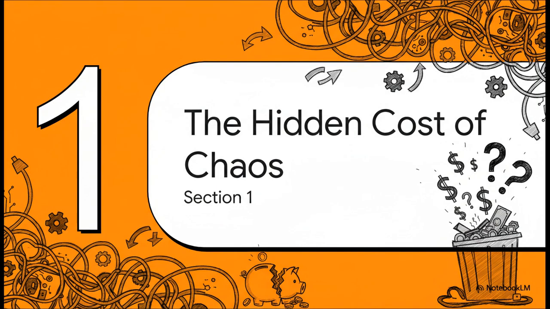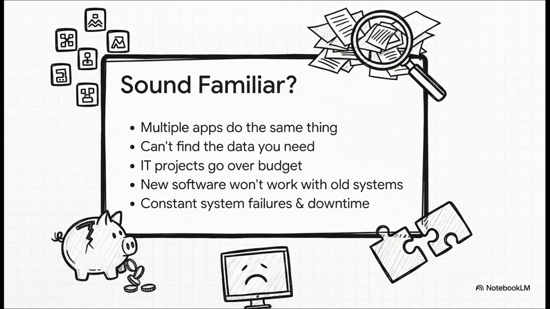All right, let's kick things off with a scene that probably feels a little too real for a lot of us. We're talking about the hidden cost of all that tech chaos that builds up over time in a company. So, does any of this sound familiar? You've got 3, 4 different apps that all basically do the same thing. And when you need to find a critical piece of data, it's like a treasure hunt, right? And the IT projects, they always seem to go over budget, don't they? It's this constant battle where the shiny new software just refuses to talk to the old systems. And that just leads to one thing: frustrating failures and way too much downtime.